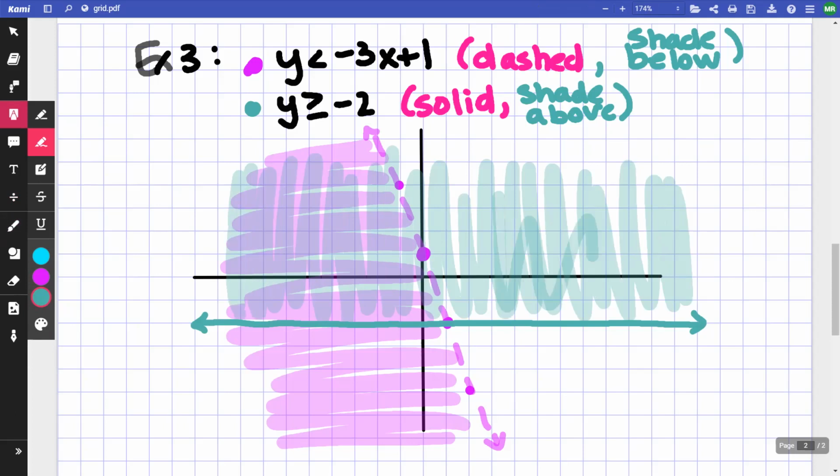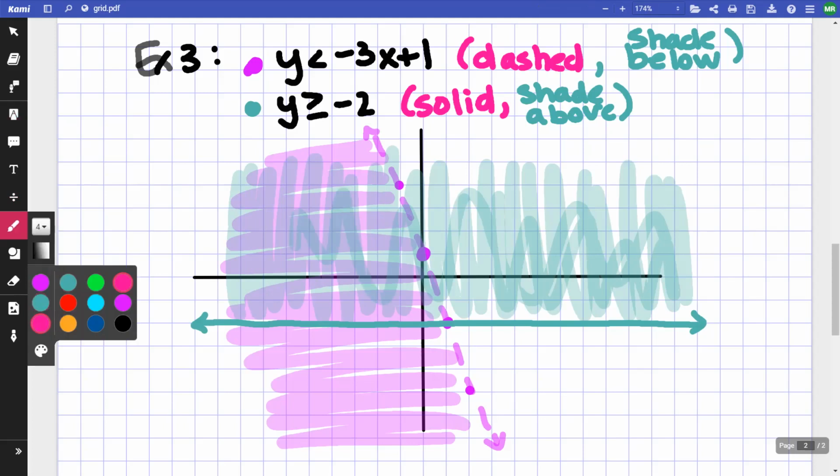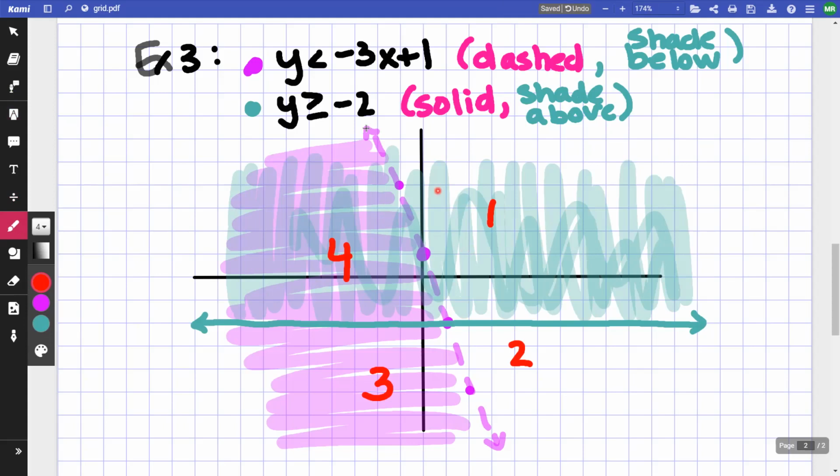Now, when I'm shading above, what you'll notice is, again, if I break this up into sections, section 1, section 2, section 3, section 4, section 1 only makes my second one true. Section 2 makes neither true. Section 3 is going to make my first one true. And section 4 is going to make all of them true. So this is where my answer is going to be in this region.